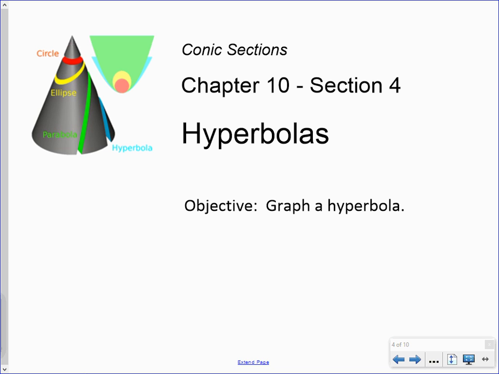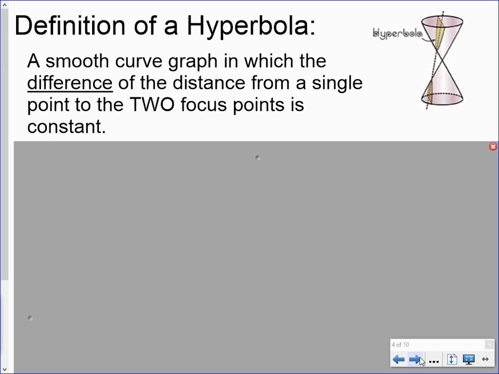So we are going to start with a mathematical definition. What's special about a hyperbola? It reads very similar to our other two mathematical definitions for parabolas and ellipses. Of course, the one thing that's going to change is that characteristic. A hyperbola is a smooth curved graph in which the difference of the distances from a single point to the two focus points is constant. So instead of the sum, it's the difference.